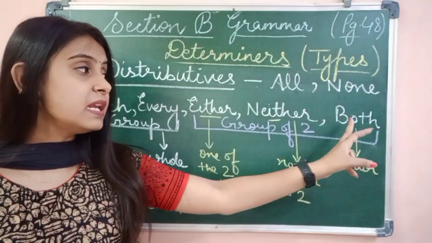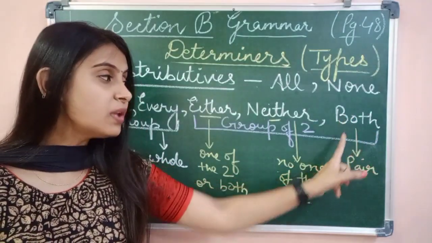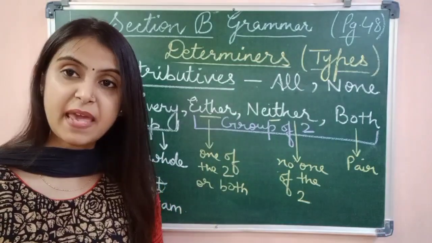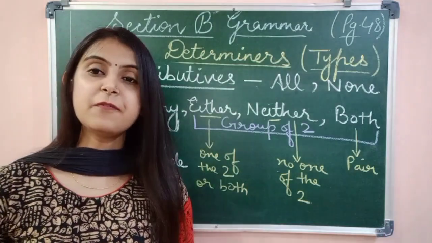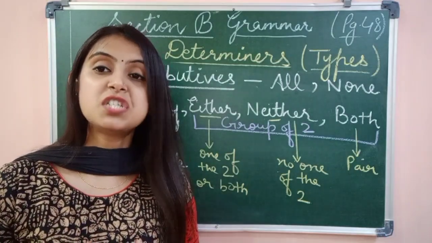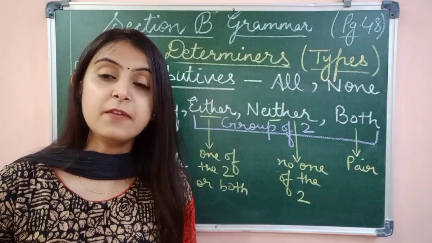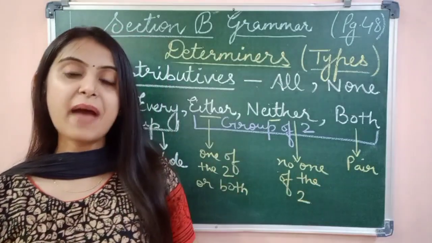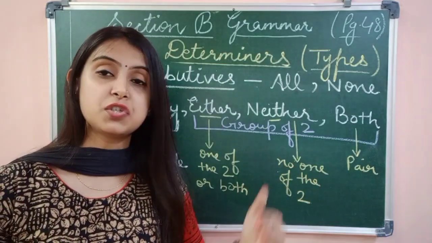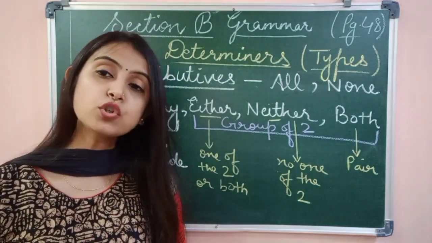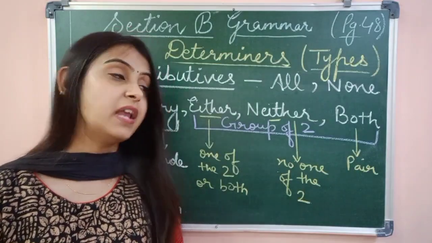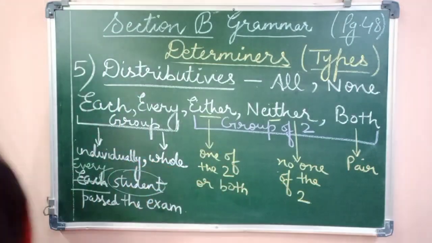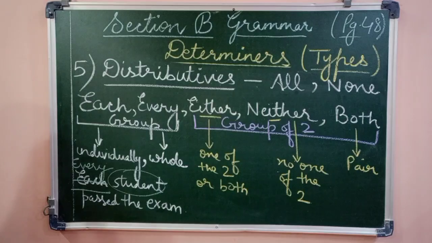Then both means both the individuals of the pair. For example, if I say both teachers teach very well, suppose there are two teachers, the English teacher and the maths teacher, and I say both teachers teach very well. Both of the teachers teach very well. So both is used to talk about the pair. In a pair we have two people or things, so both is used to talk about both.